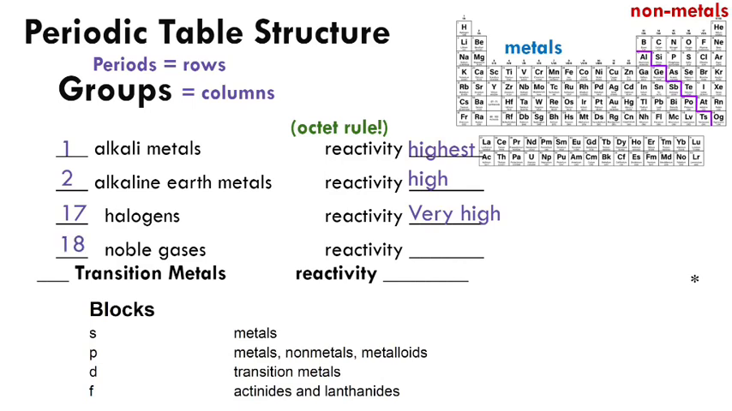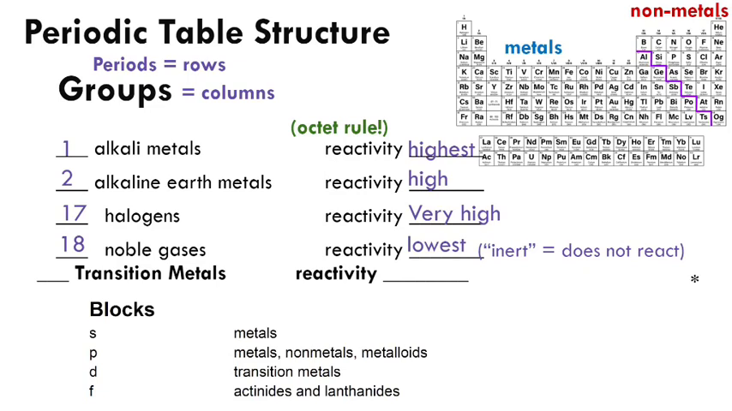Then our noble gases, we've already talked about those a little bit, are that last column, column 18 on the periodic table. And because they already have 8 valence electrons, they're happy. They don't want to gain or lose any electrons. So they have the lowest reactivity out of all elements on the periodic table. We even call them inert gases, meaning they don't react. They are going to actively avoid reacting with other elements because they don't want to gain or lose electrons.